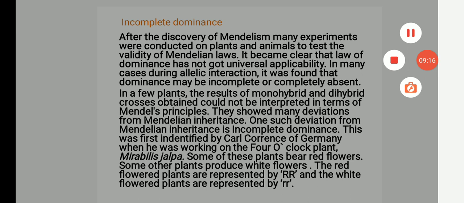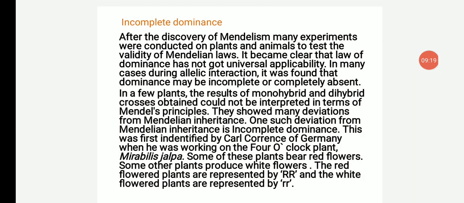Next, incomplete dominance. After the discovery of Mendelism, many experiments were conducted on plants and animals to test the validity of Mendelian laws. It became clear that the law of dominance has not got universal applicability. In many cases during allelic interaction, it was found that dominance may be incomplete or completely absent.